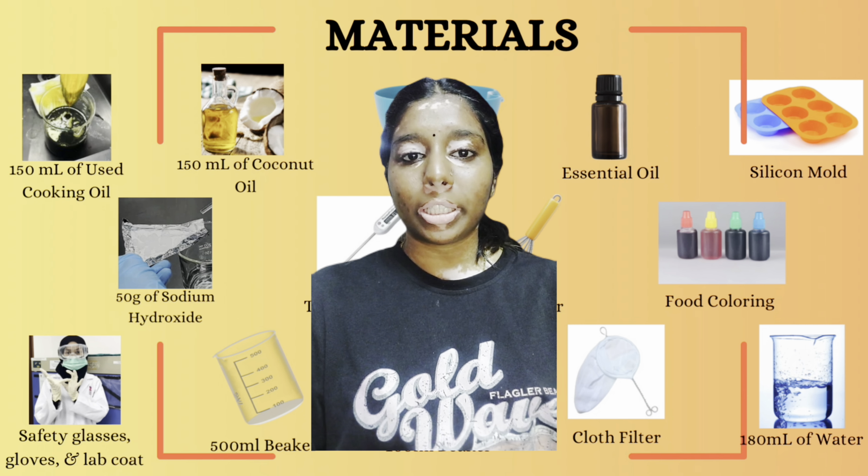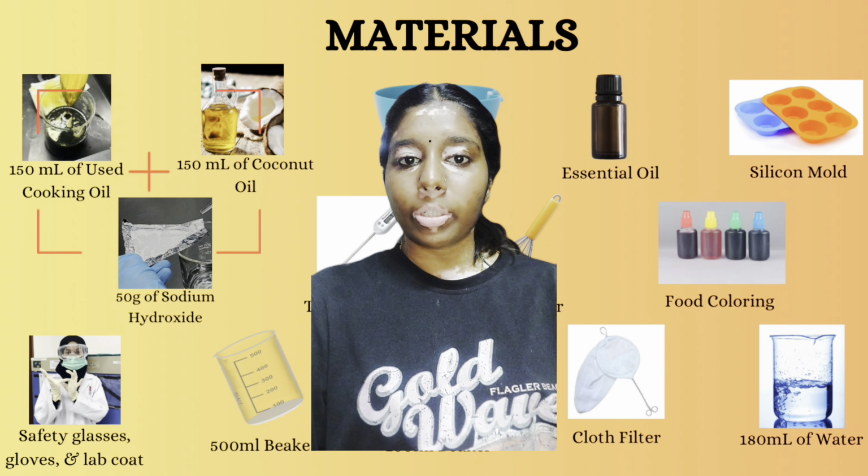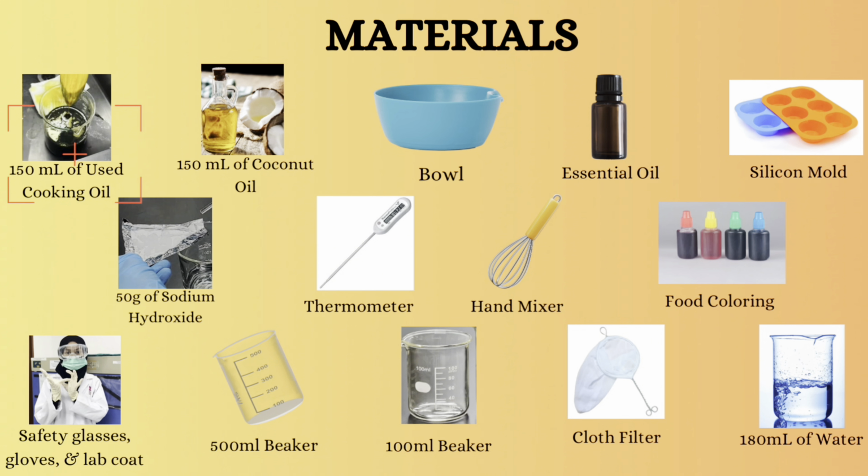So I'll be listing all the materials that we used during the experiment. Firstly, 150 ml of used cooking oil, 150 ml of coconut oil, a bowl, essential oil, silicone mold, food coloring, hand mixer, thermometer, 50 gram of sodium hydroxide, safety glasses, gloves and lab coat, 500 ml beaker and 100 ml beaker, cloth filter, and lastly 180 ml of water.